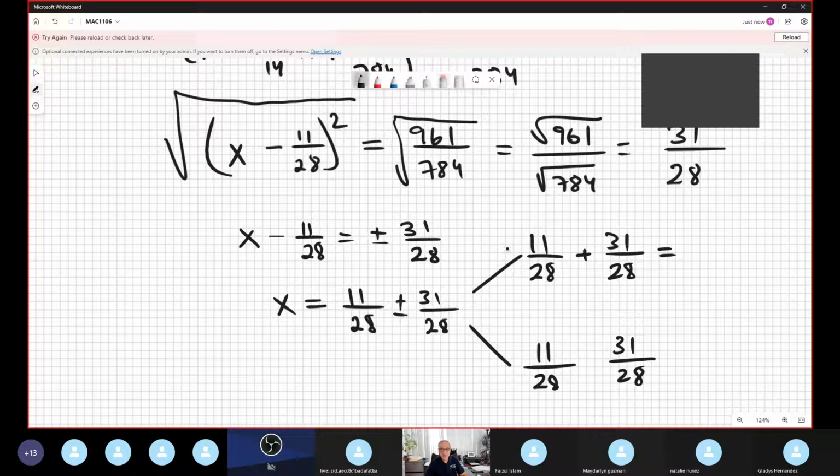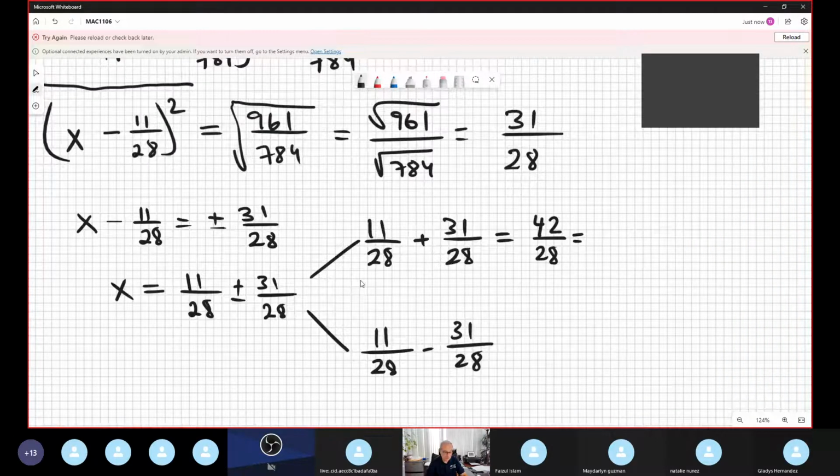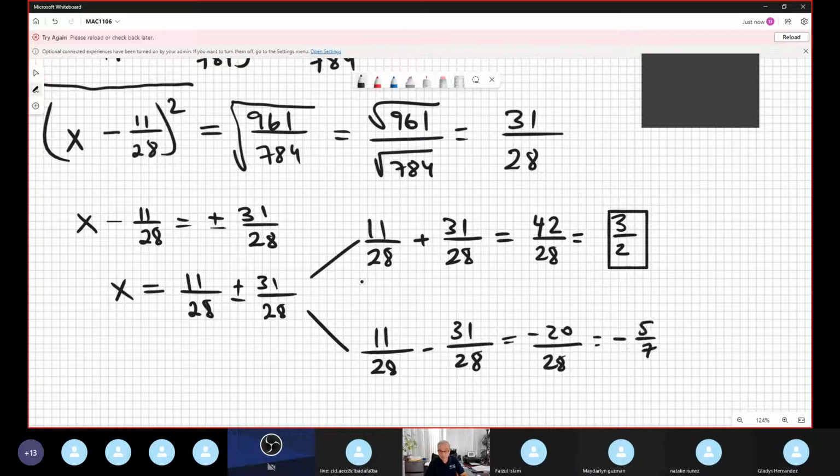Okay, I put together, this is 42 over 28, and when you reduce to the lowest terms, this fraction is 3/2. Here, 11 minus 31 is minus 20 over 28. Again, reduce to the lowest terms, divided by 4, it's minus 5 over 7. Boom, final answer. Two solutions.